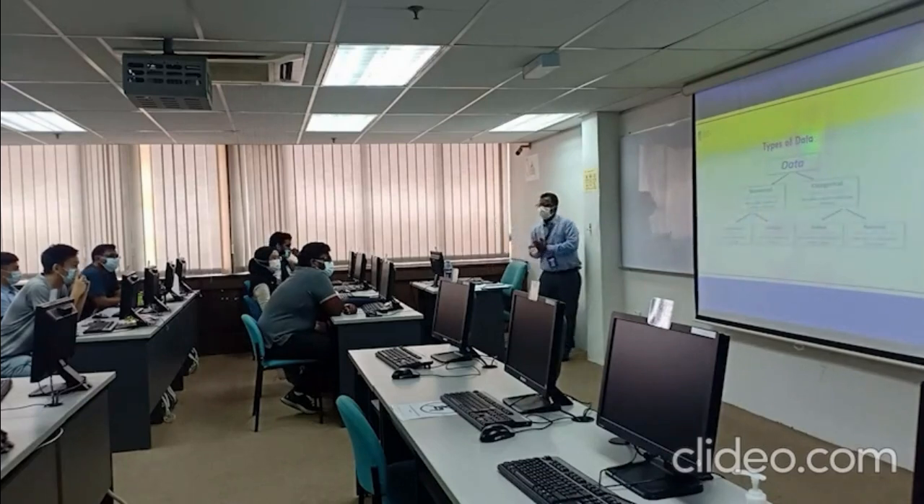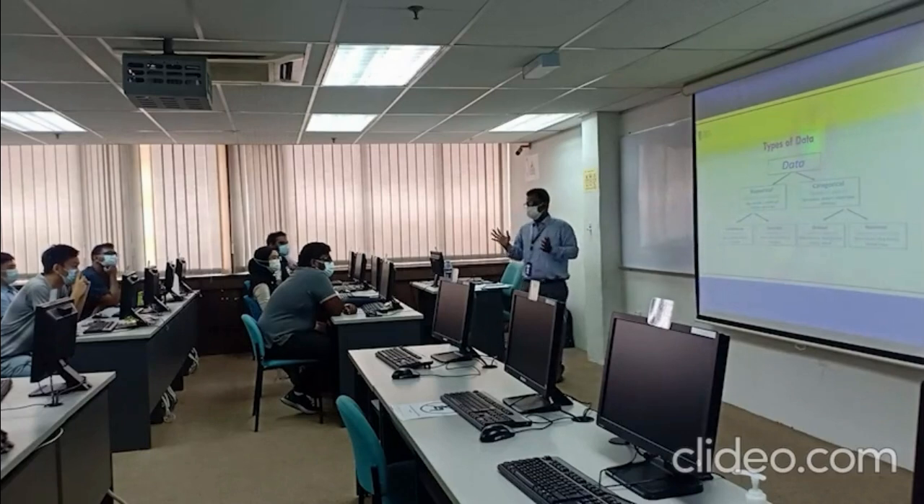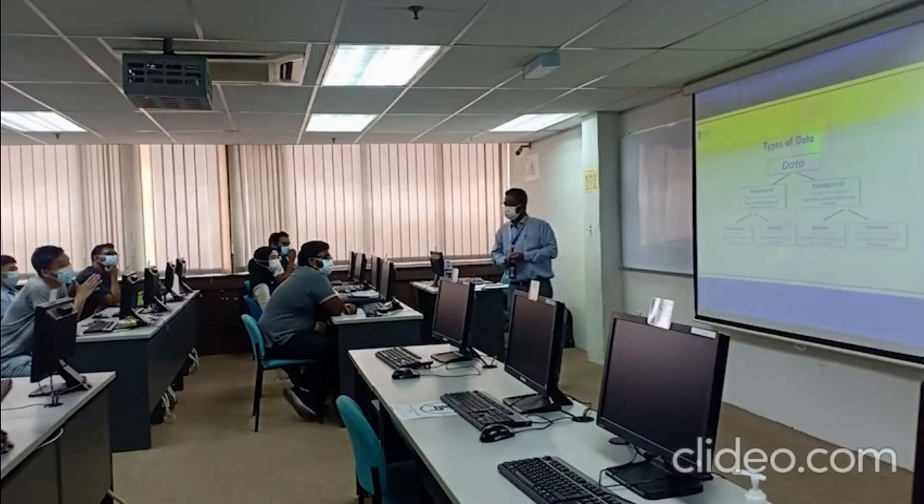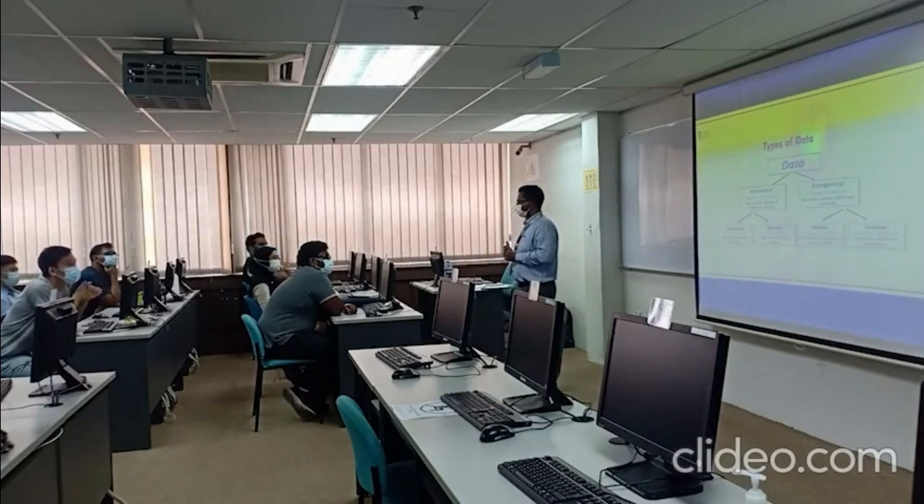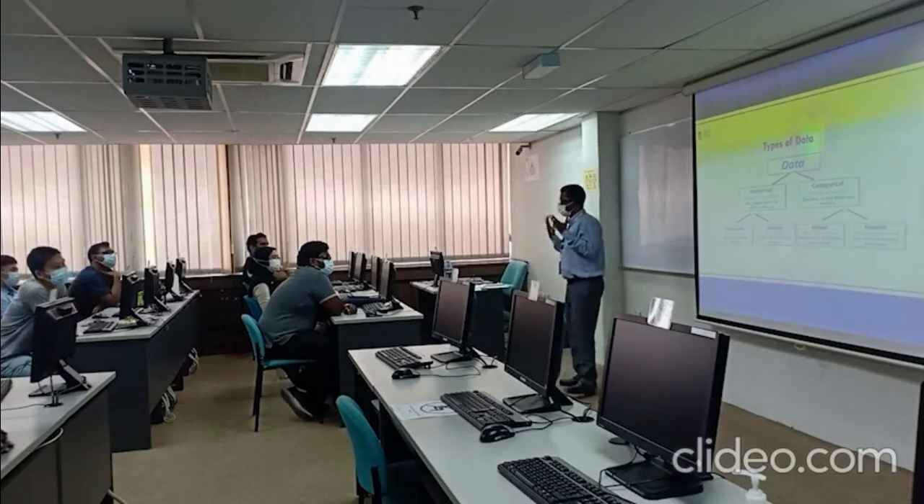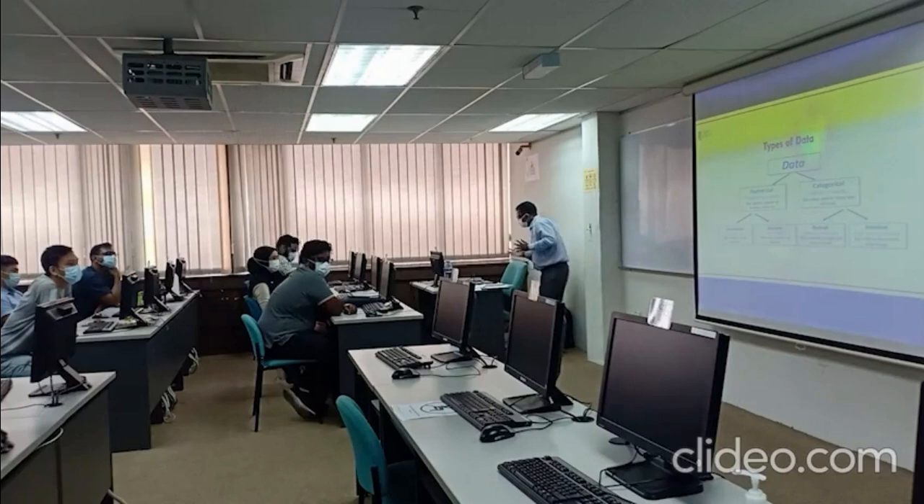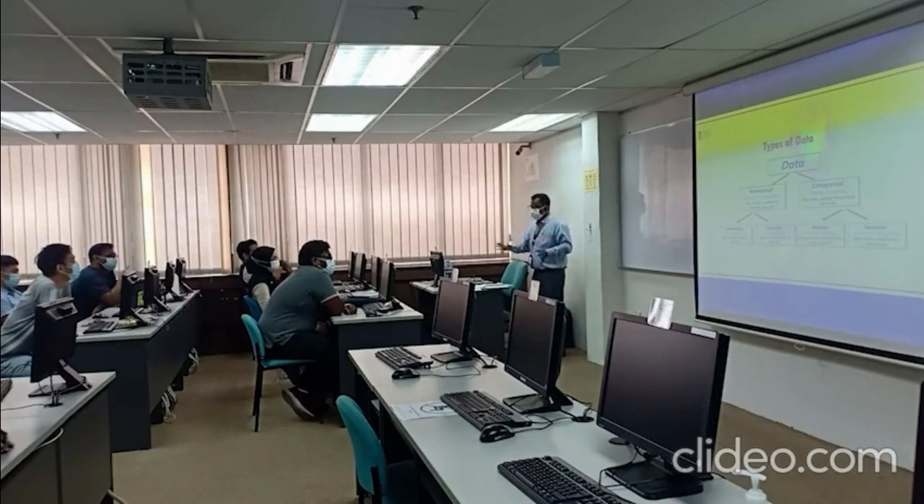Now we will look at different types of data. What are the two types of data that we know? Numerical data. What do you understand by numerical data? Numbers, right? What is the opposite of numerical data? Categorical data. Numerical data can be of two types: continuous data or discrete data. Continuous data is on a continuous scale.